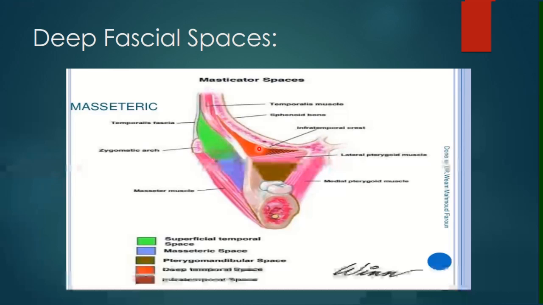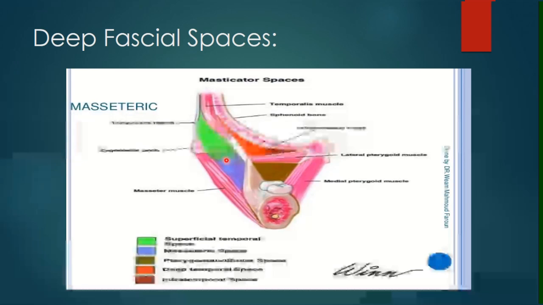Here we have the deep temporal or infratemporal space, and again it's confined by a bone, which is the skull or the sphenoid bone of the skull. Inferiorly we have the lateral pterygoid muscles, and laterally we have the temporalis muscle.